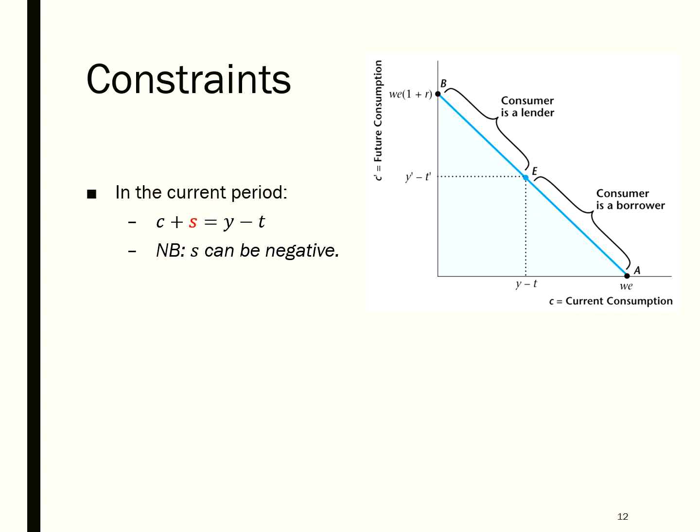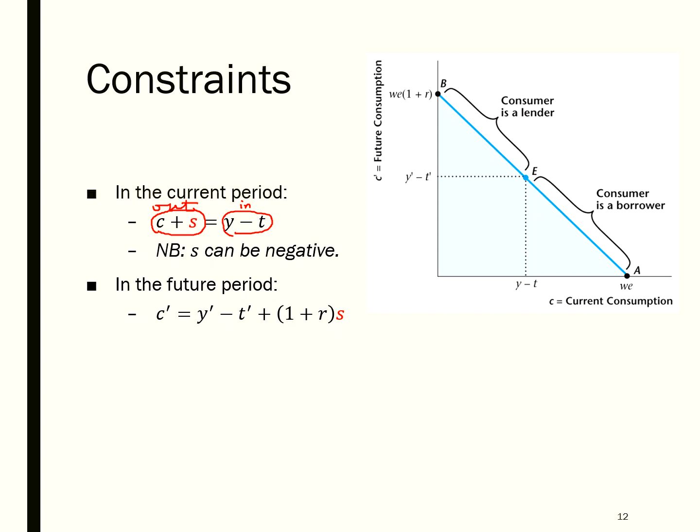In the future period, the total outflow also needs to be equal to the total income. The total outflow is just the consumption in the future period, C prime. The income has two components. The first is still the after-tax income, Y prime minus T prime. And the second component is the interest of the savings, which is equal to 1 plus interest rate R multiplied by savings S. If the consumer is a borrower, then S is negative. So 1 plus R multiplied by S is also negative, which is the total debt repayment.